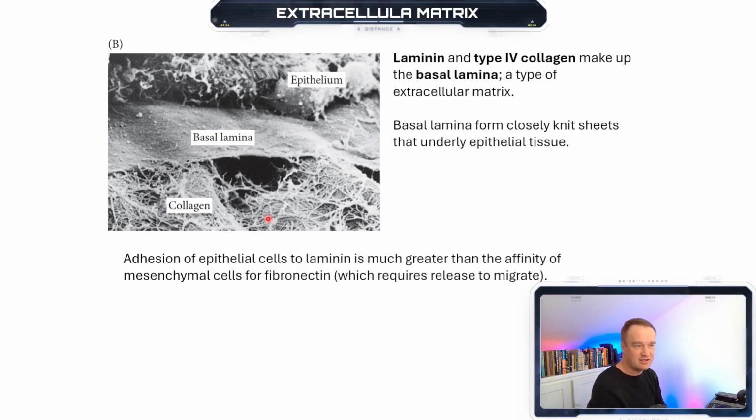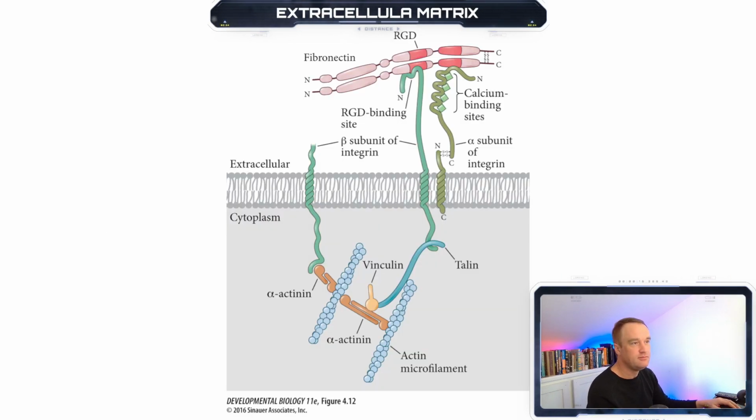And adhesion of these epithelial cells to the laminin is much greater than the affinity of mesenchymal cells to fibronectin, and this requires release for them to migrate. We'll get into the migration stuff when we get into gastrulation and organogenesis. So this is an example of an extracellular matrix. We have integrins, which are receptors for extracellular matrix molecules. They integrate the extracellular matrix with the cell itself by binding these proteins.